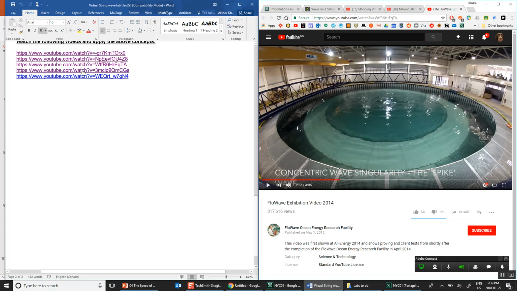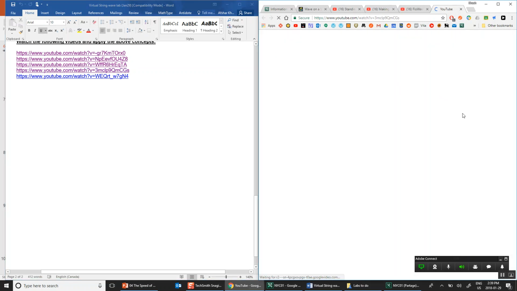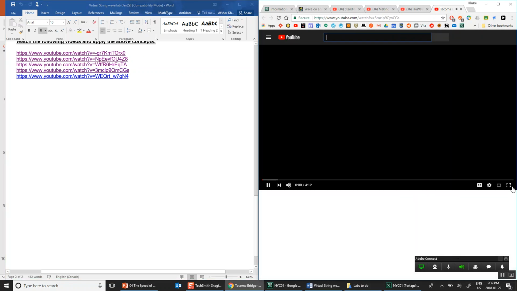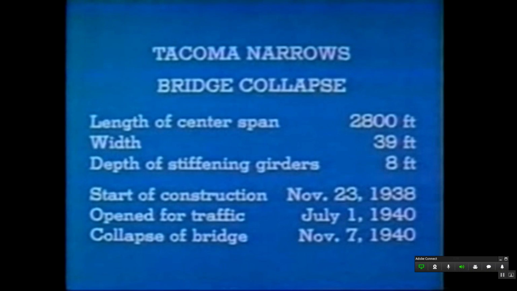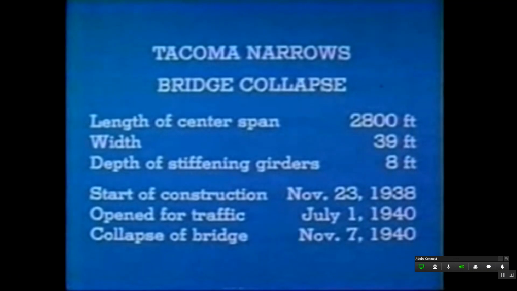So I apologize for how old this video is. It's from the 40s, because that's when it happened. As you can see, this bridge was exceptionally long and narrow, over half a mile long, only 39 feet wide. It lasted just 4 months.